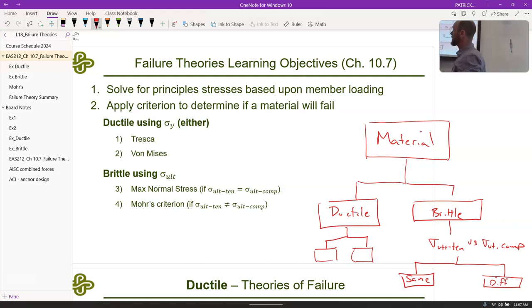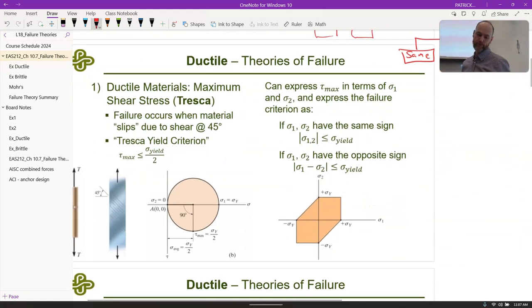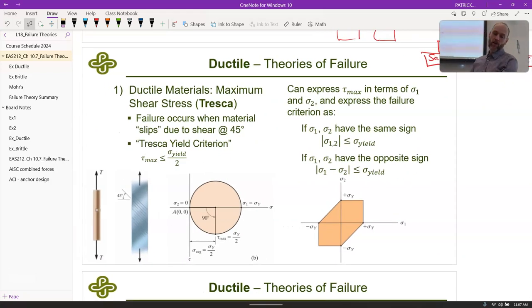So we're just going to look at the ductile materials first and do an example, and then we'll do the brittle material. So option one, as far as the theory for ductile materials, says, I think our material is going to fail due to shear. So when our material reaches the max shear stress that it can take, it's going to fail due to shear. So that's the basic theory.